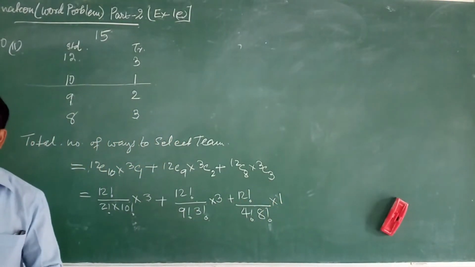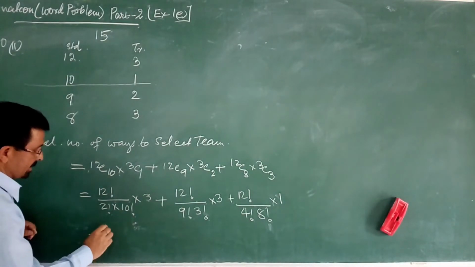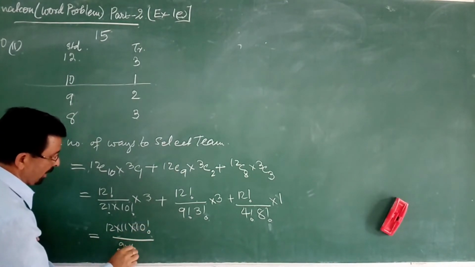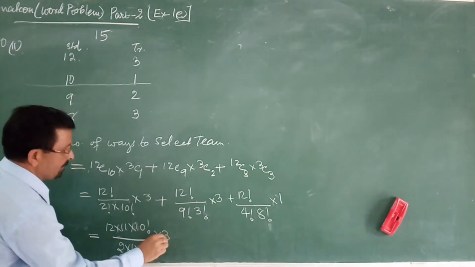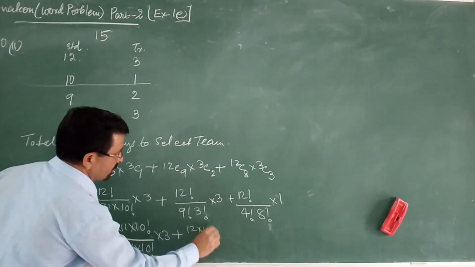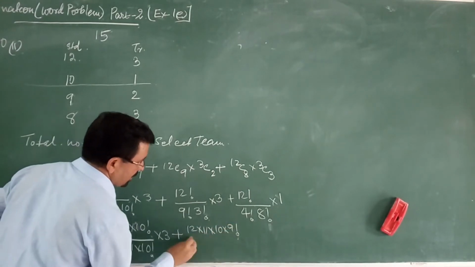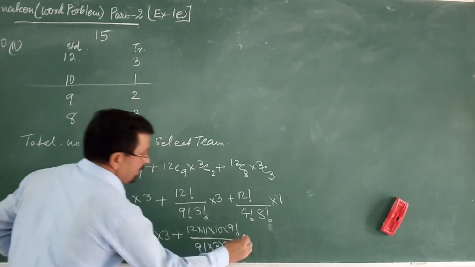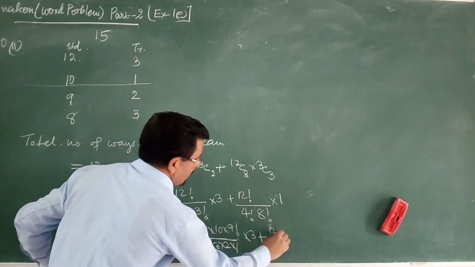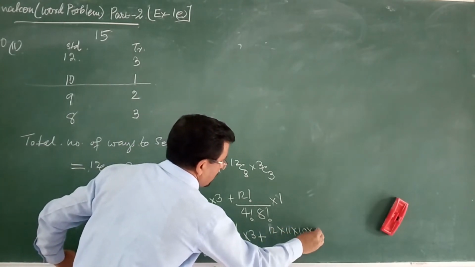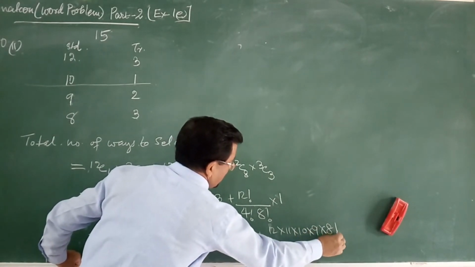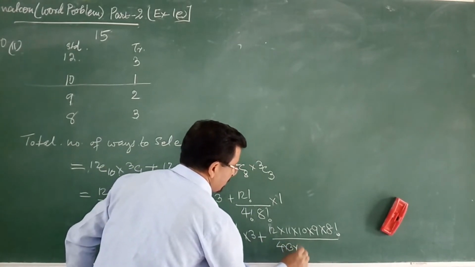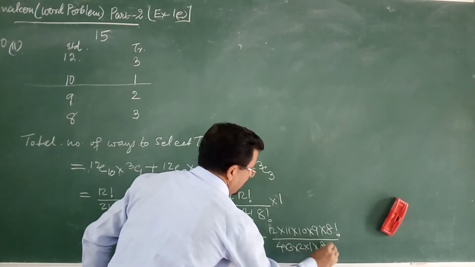3C3, nCm, is always equal to 1. Now we can simplify. This is 12 into 11 into 10 factorial divided by 2 factorial, which is 2 into 1, into 10 factorial, into 3, plus 12 into 11 into 10 into 9 factorial divided by 9 factorial into 3 into 2 into 1, into 3, plus 12 into 11 into 10 into 9 into 8 factorial divided by 4 into 3 into 2 into 1 into 8 factorial.